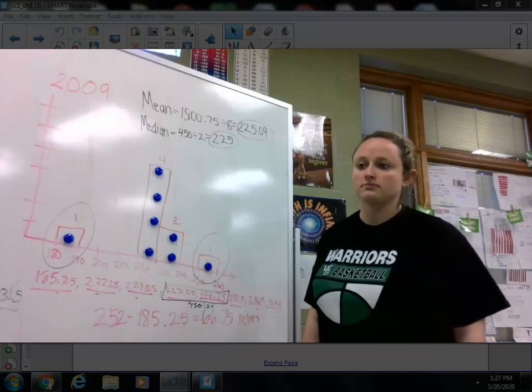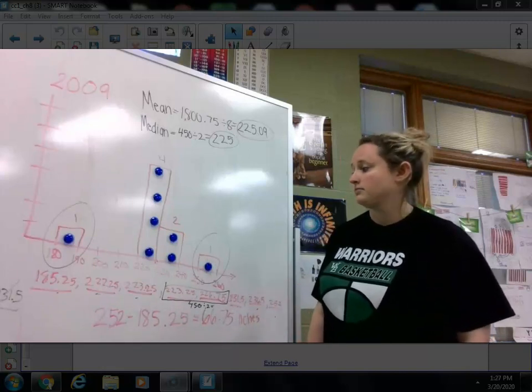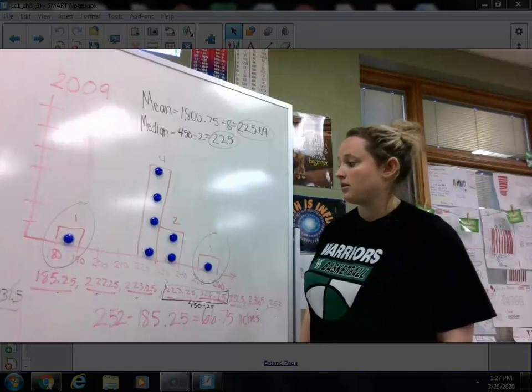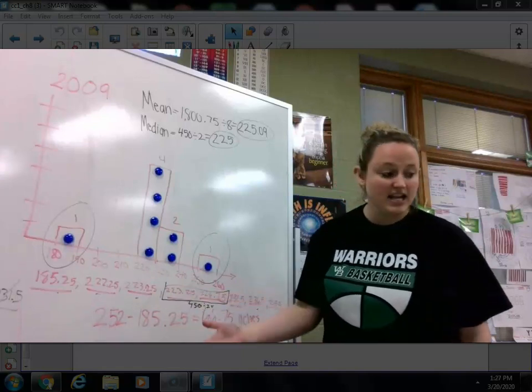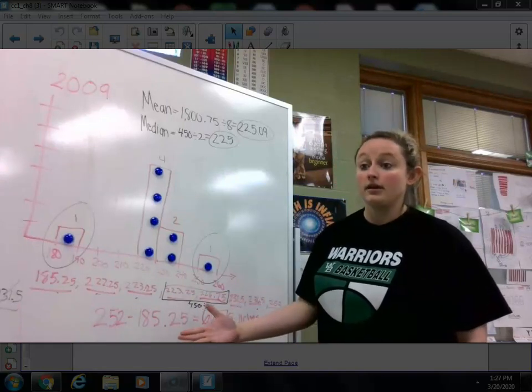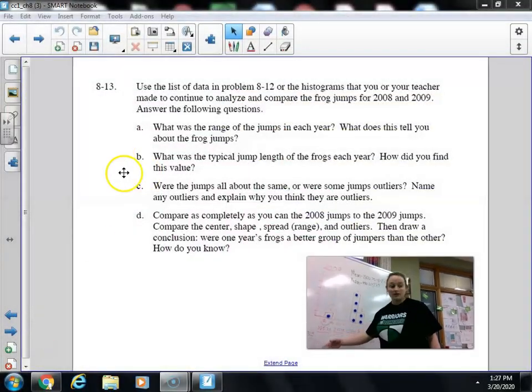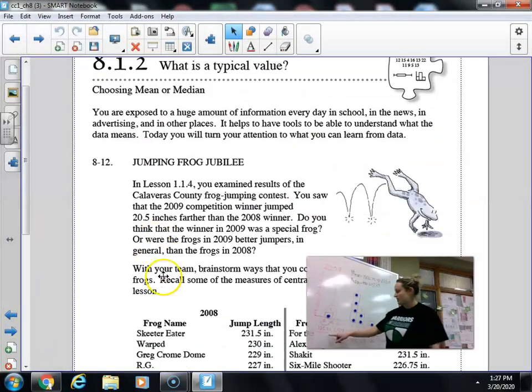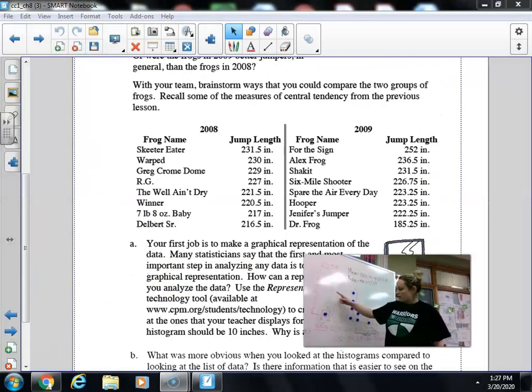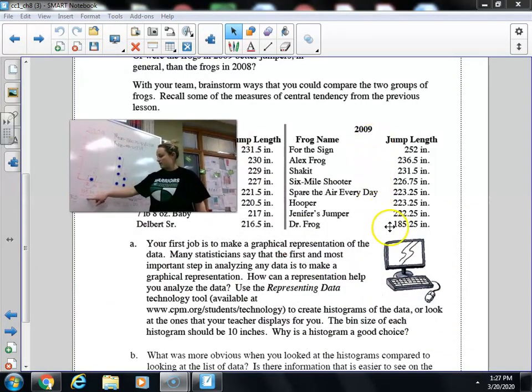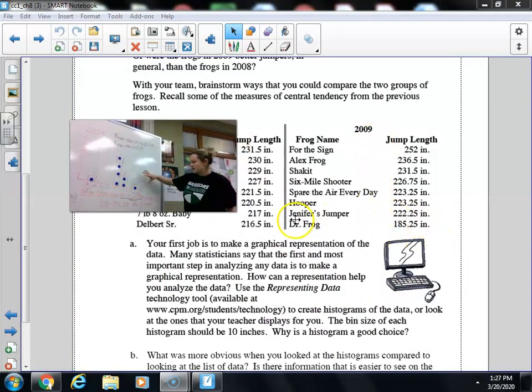Can we use any other data to tell exactly what those outliers are equal to? We can go back to our table and look at what our outliers are. And according to our table here, my first outlier over here is 185 and 25 and my outlier on the other side is 252.